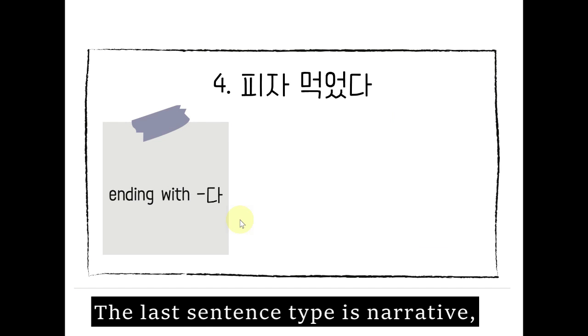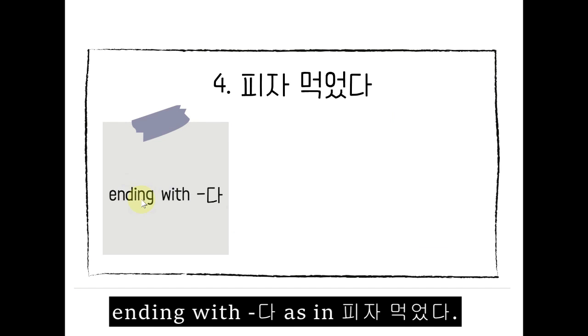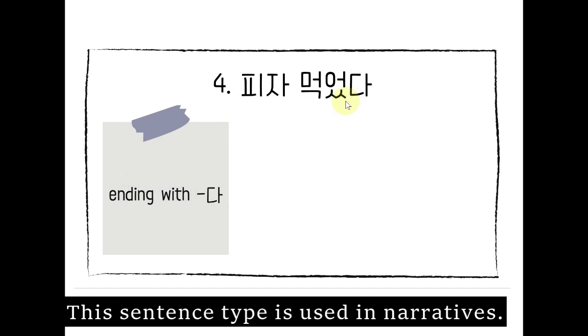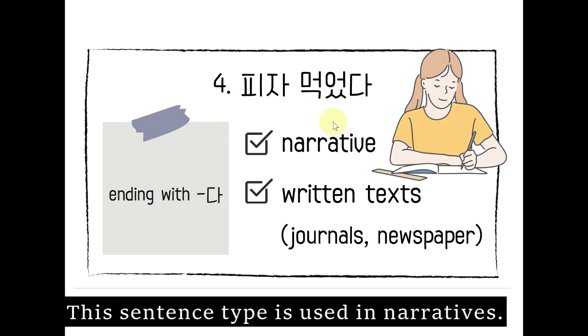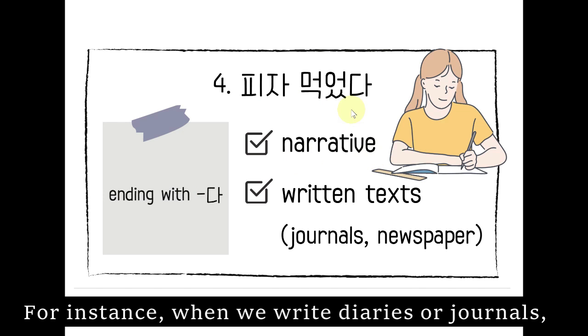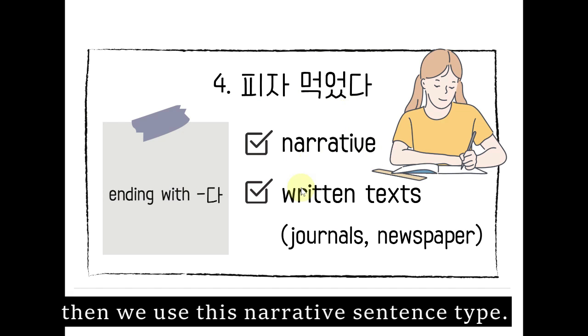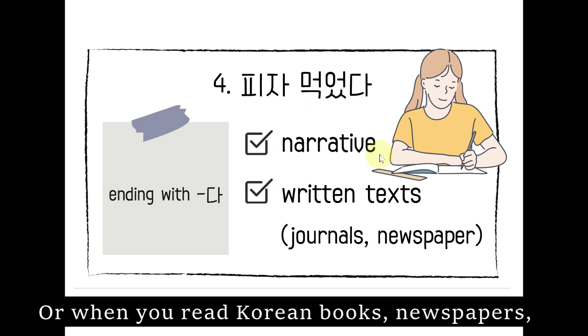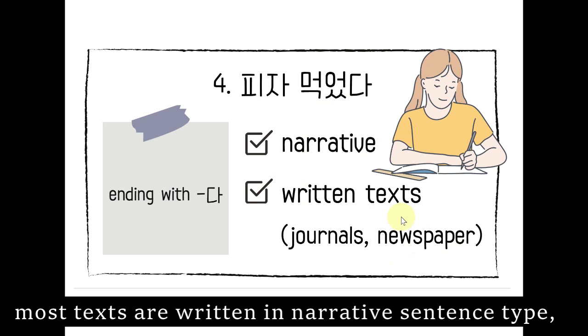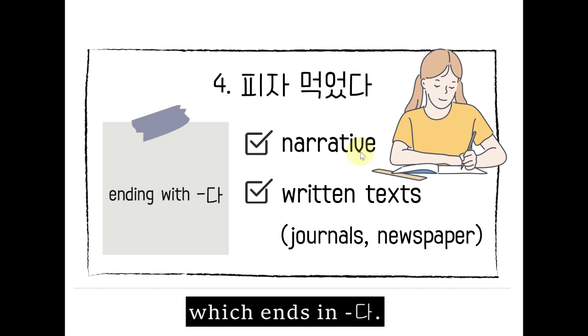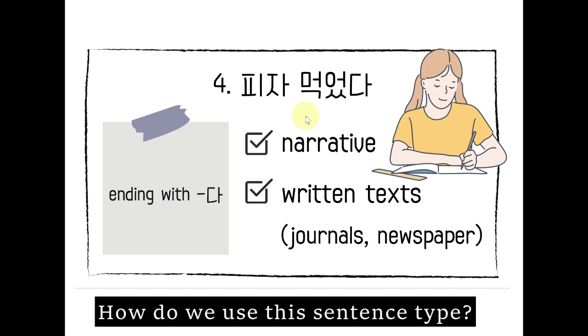The last sentence type is narrative, ending with 다, as in 피자 먹었다. This sentence type is used in narrative. For instance, when we write diaries or journals, then we use this narrative sentence type. Or when you read some Korean books, Korean newspaper, most texts, they are written in narrative sentence type, which ends with 다.